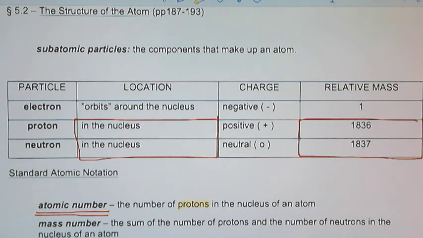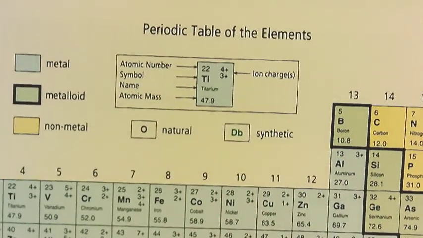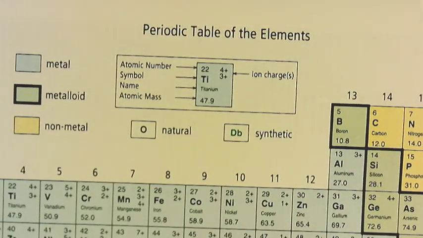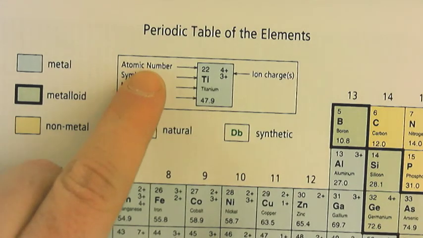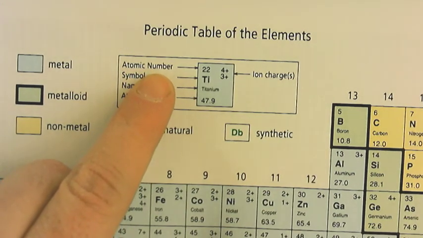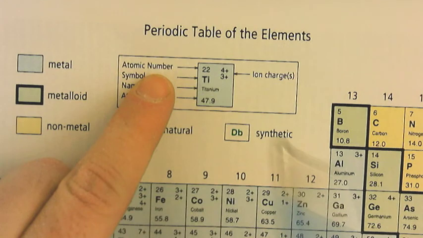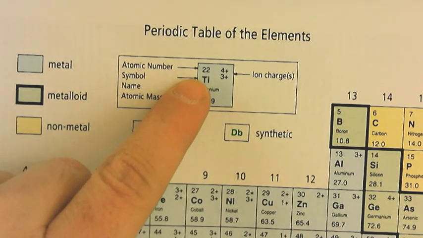Take a look at your periodic table. Take a look at the elements that are listed. I want you to identify the atomic number. And there's a legend at the top of your periodic table. And this legend right here shows us where the atomic number would be located on this periodic table. So for example, titanium has an atomic number of 22.